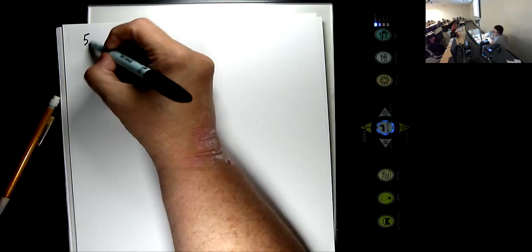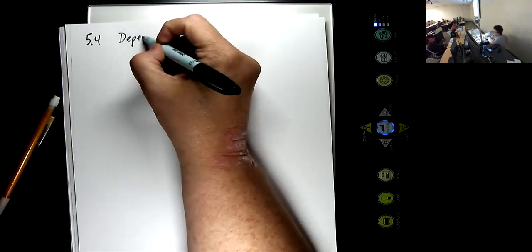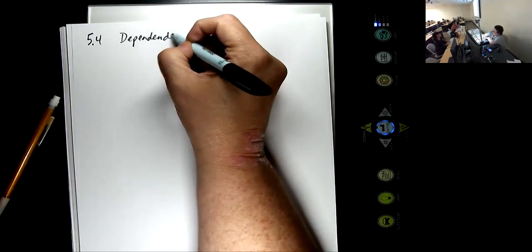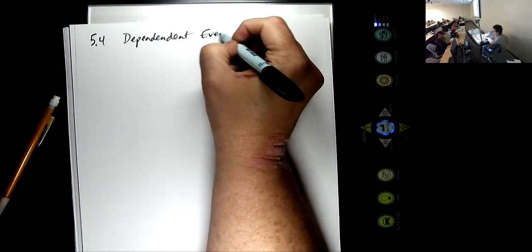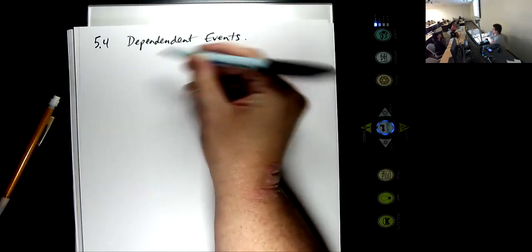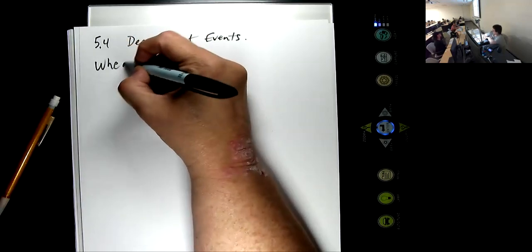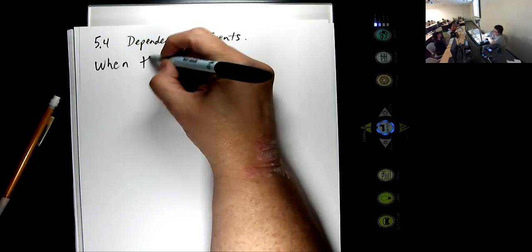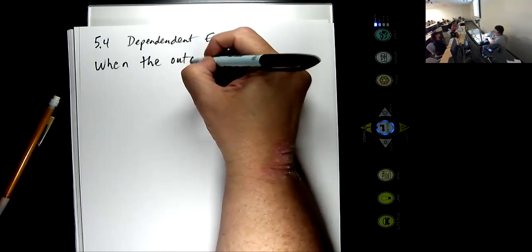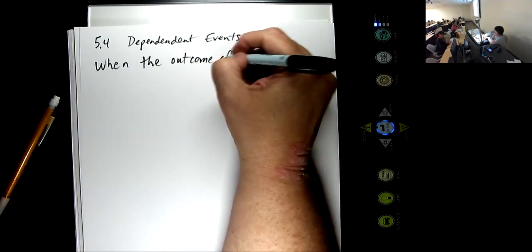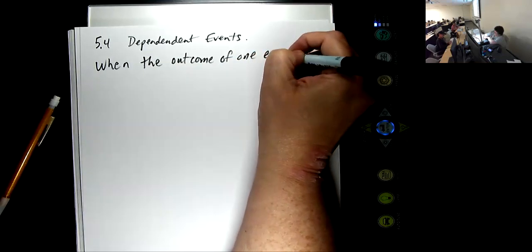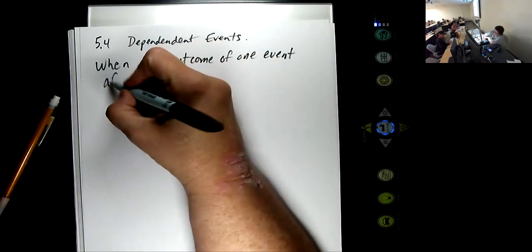So 5.4, dependent events. This is where the outcome of one event affects the outcome of another event.